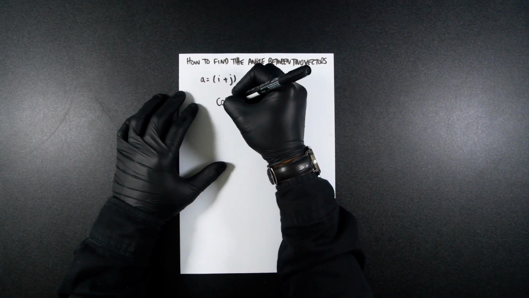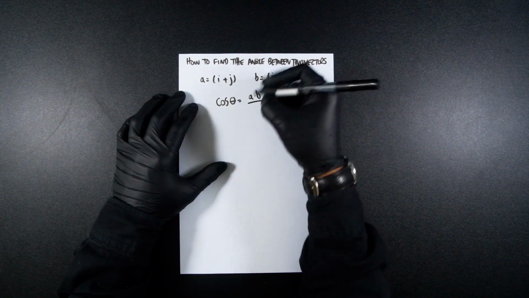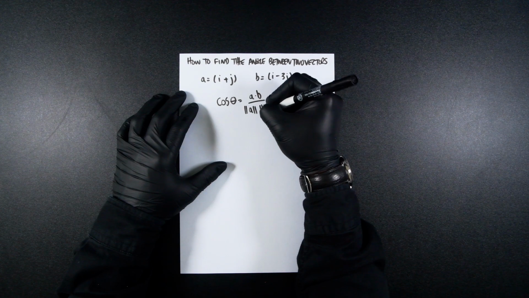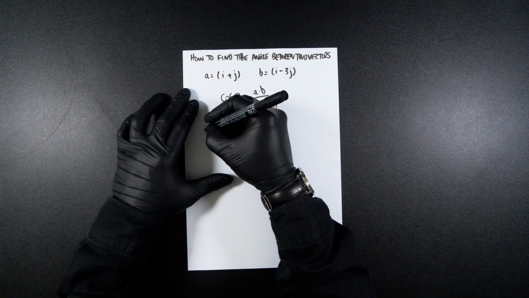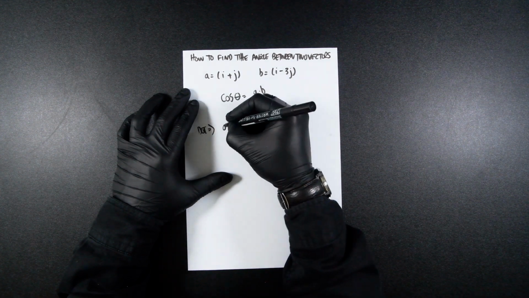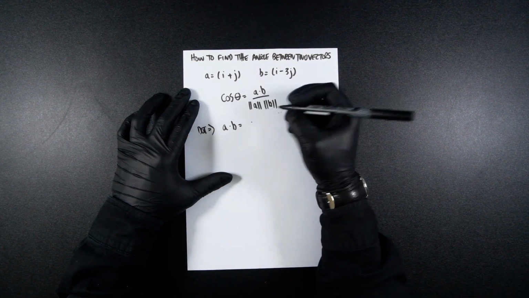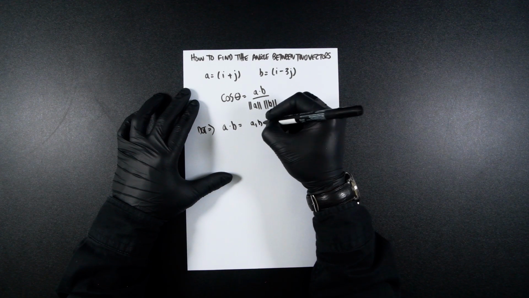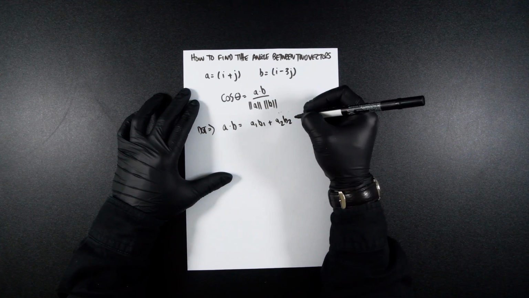So cos theta would equal A dot B divided by the magnitude of A and the magnitude of B. So let's first do the dot product. So A dot B would be the same as A1 B1 plus A2 B2.